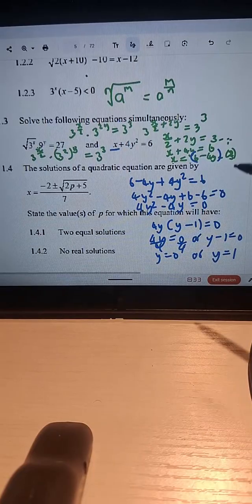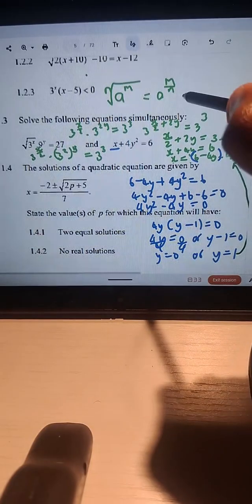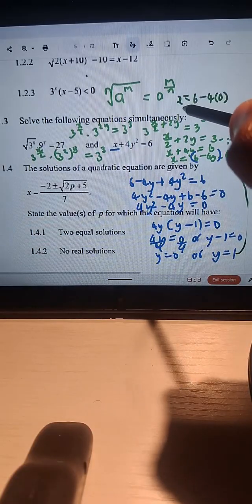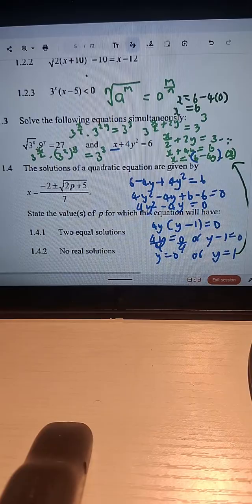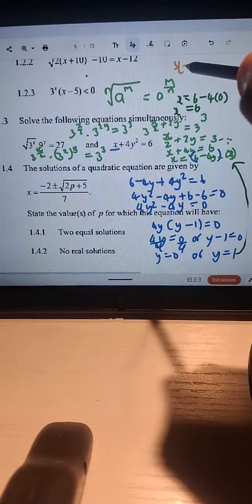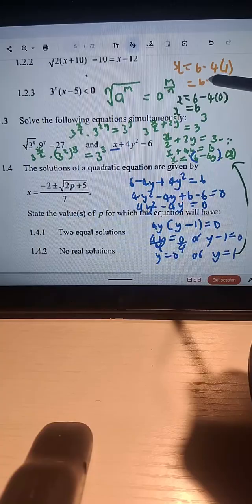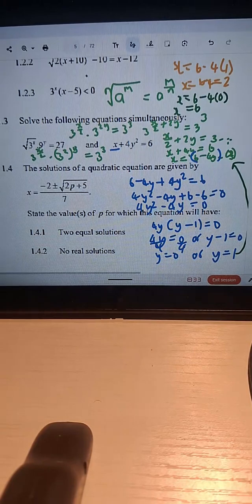After getting your y values, don't forget you are not done, because now we need to take the y values and send them to that subject, which is x. Mostly this was waiting for the y values to be substituted. So now you can say x is equal to 6 minus 4 times 0, which is x is equal to 6. And then you take the other one, which is 1. You say x is equal to 6 minus 4 times 1, which is 6 minus 4, which is 2. So we get x is equal to 2.